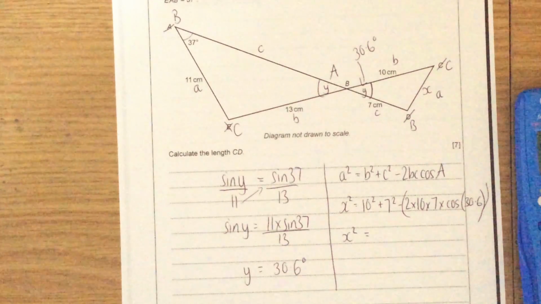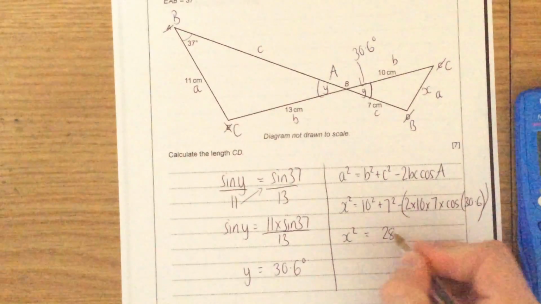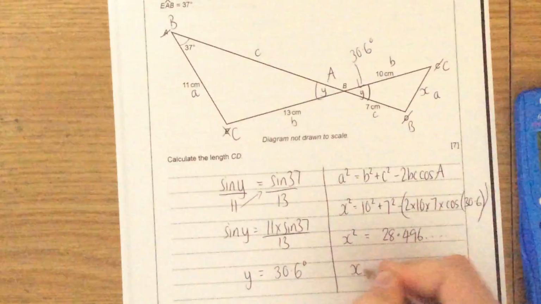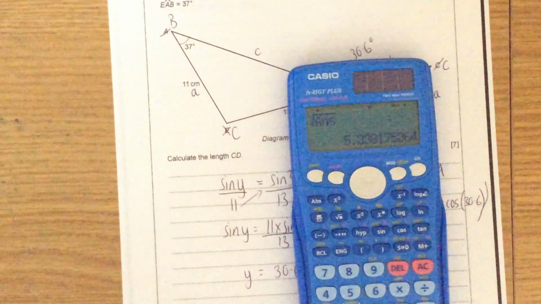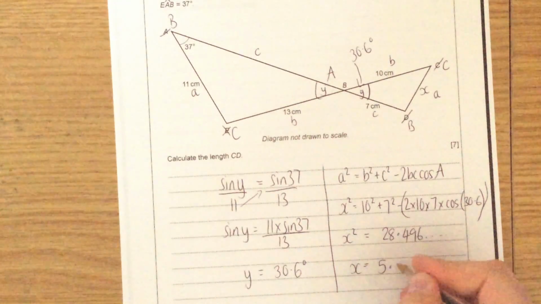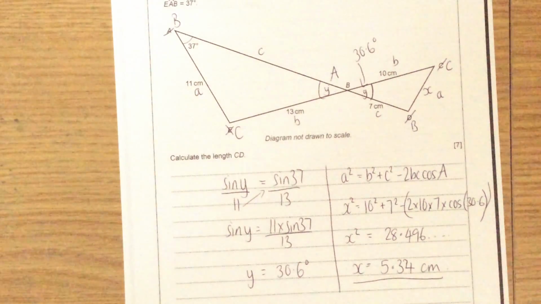So before the square root, I get the value of x squared being 28.496... and then x equals, I'm going to leave the full display on my calculator and just square root my answer so I get the most accurate possible. So I get 5.34 centimeters if I go to 2 decimal places.